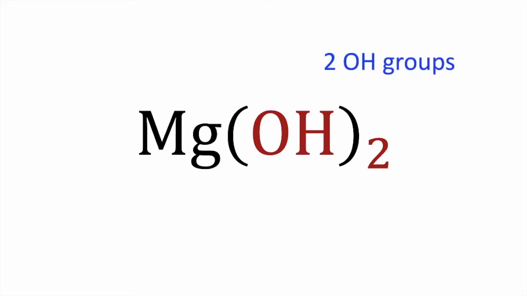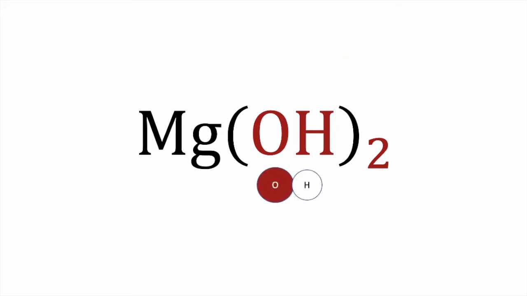For example, here we have magnesium hydroxide. We have 1 magnesium atom, but we see that we have 2 hydroxyl groups. Those are the OH groups inside the parentheses. So this is going to give us 2 oxygen atoms and 2 hydrogen atoms. So we have 5 atoms total in this particular compound.